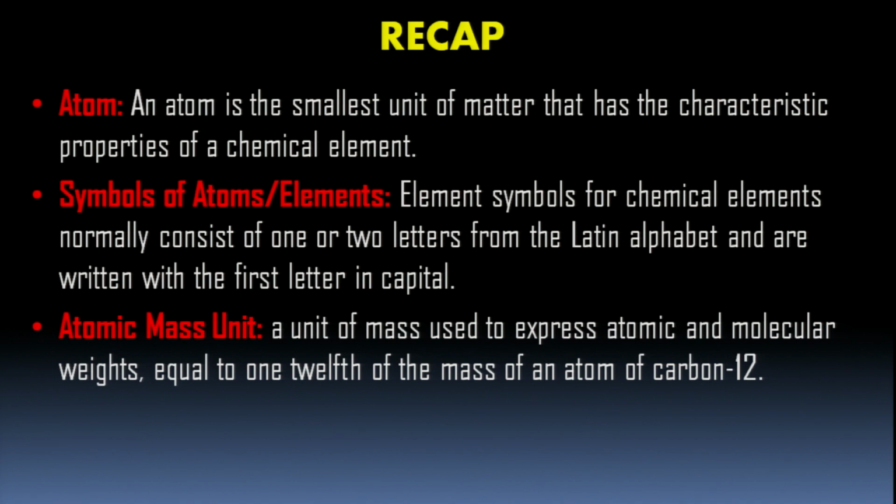Then comes symbols of atoms and elements. Element symbols for chemical elements normally consist of 1 or 2 letters from the Latin alphabet and are written with the first letter in capital. You remember that H for hydrogen, He for helium, C for carbon, Cl for chlorine, and it goes on.